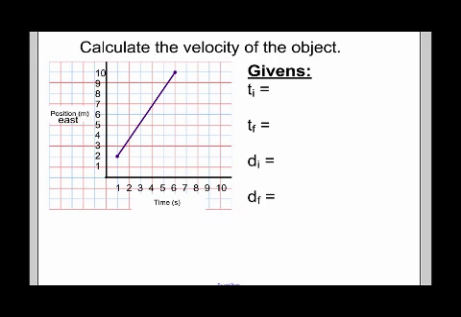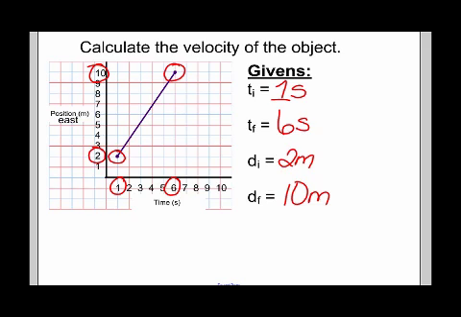Okay, so let's go through this one. Take a look at my initials. So my initial position is right here. I have a time of 1 and a position of 2, so I can fill that in. My initial time was 1 second. My initial position was 2 meters. Follow this up to my final point on the graph. My final time was 6 seconds, and my final position over there was 10. So I have those givens, so I'm going to start with my formula.